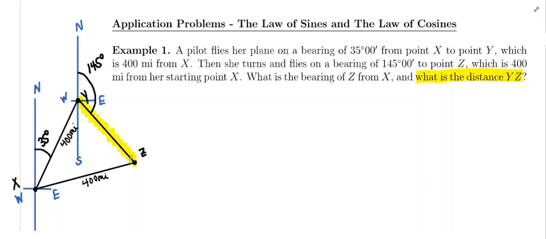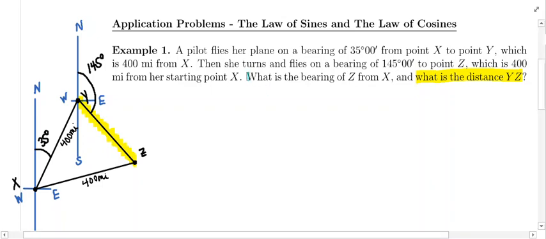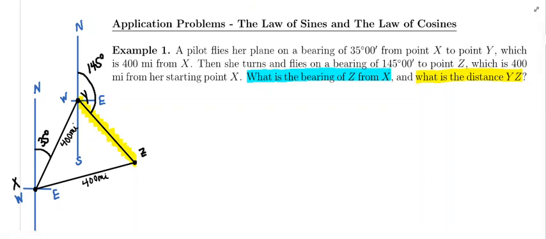There are actually two things we need to calculate. Like I said, we have to find the distance between Y and Z. The other thing we need to figure out is the bearing of Z from X. I am going to calculate the distance between Y and Z first, and then I'll come back and deal with the bearing. So that's my plan.